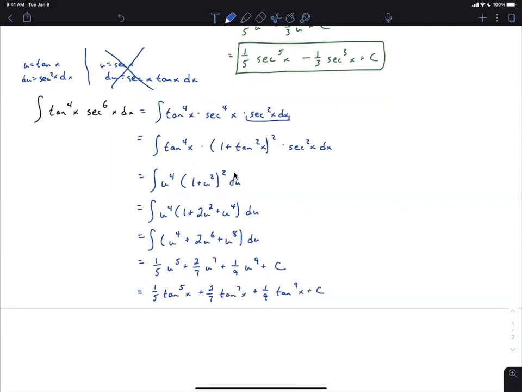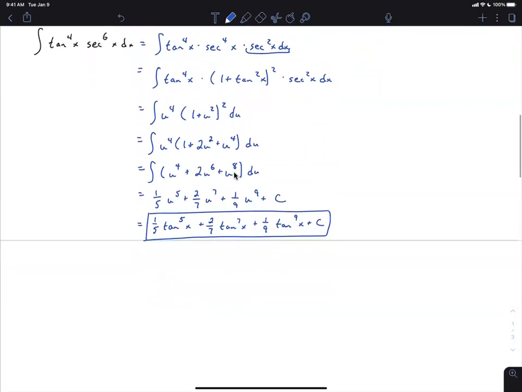And that's the answer. All right. Any questions on that? Pretty straightforward. Okay. So I want to try one more, and then I want to kind of talk about it in general.